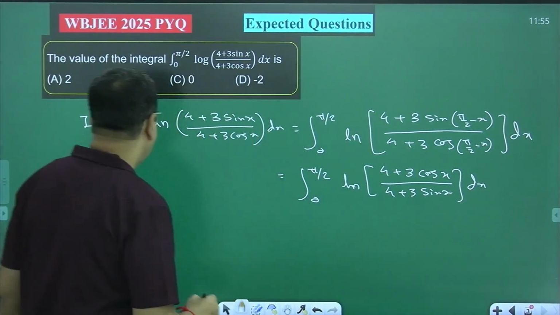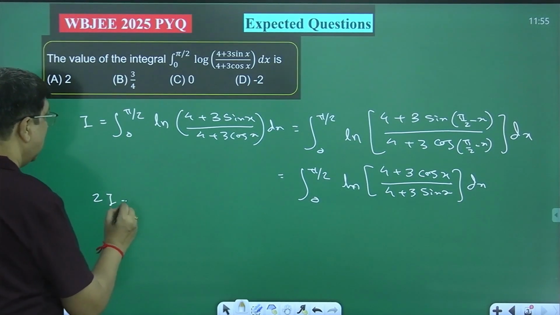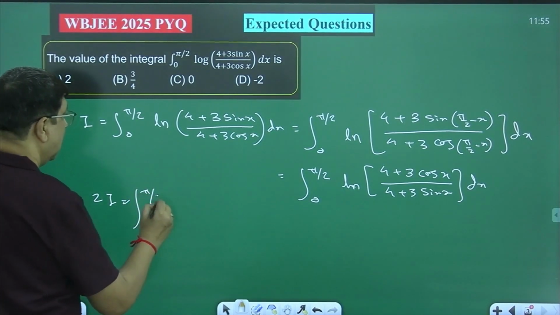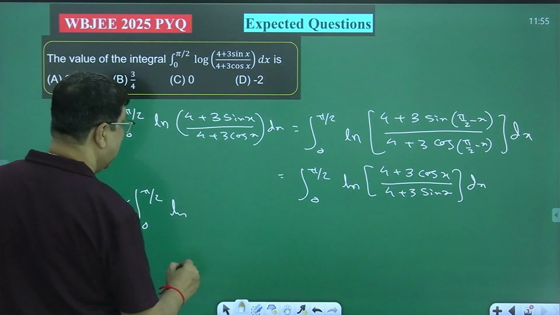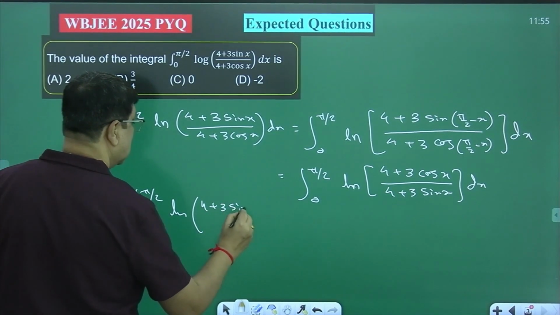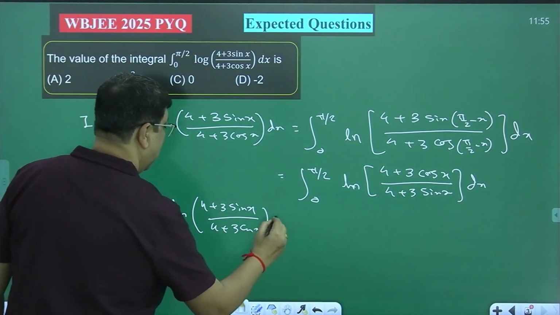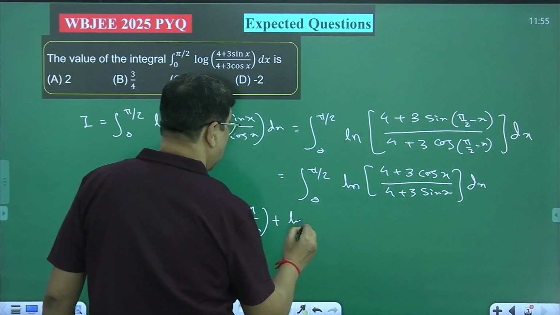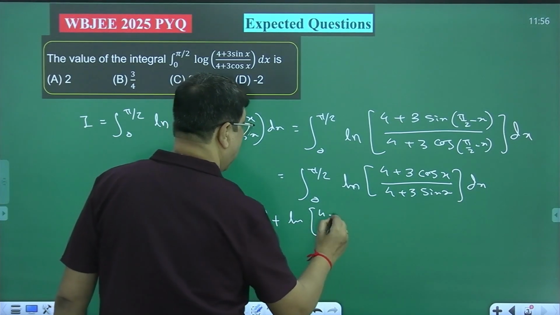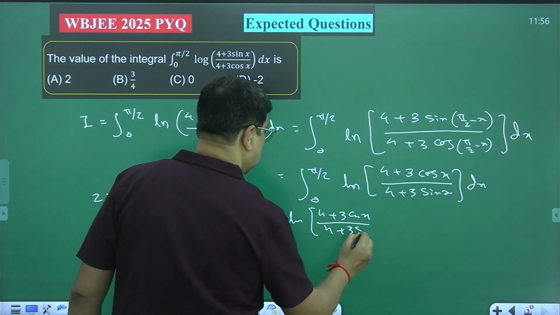So we are adding, this is I, this is also I. Therefore I plus I, 2I equals 0 to pi by 2. Since the limit is the same, we can add. So log of (4 plus 3 sin x) by (4 plus 3 cos x) plus log of (4 plus 3 cos x) by (4 plus 3 sin x). So okay.